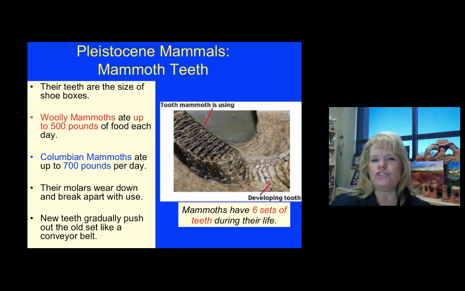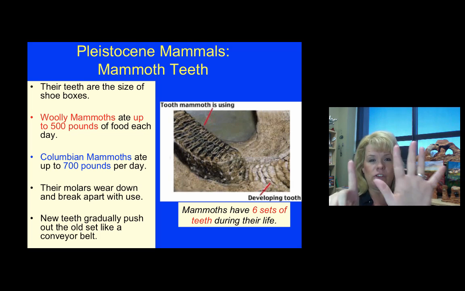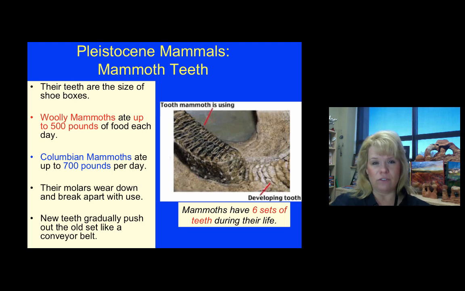The teeth of mammoths are about the coolest thing you've ever seen. The teeth are huge. They're about the size of a shoebox at their sixth set. Now, you need to know this. There are 6 sets of teeth for mammoths. Elephants have 6 sets of teeth. Is that not crazy? And they get their teeth in a sequence of events, which we're fixing to talk about.